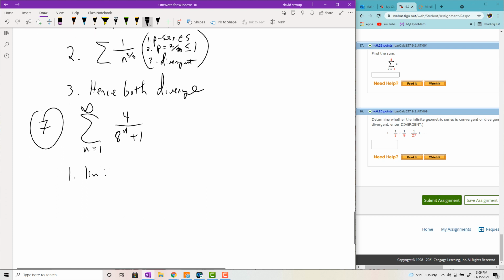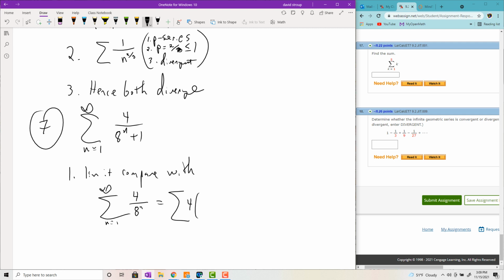So I'll limit compare with the series 4 all over 8 to the n from n equals 1 to infinity. Okay, what is this then? It's a constant multiple of a geometric series. So in this case, it's geometric. The a value is 4, but the r value, the part that really tells us about the series, the absolute value of that is 1/8, and that's certainly less than 1, therefore it's convergent.